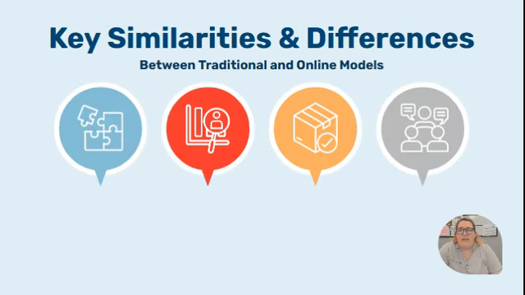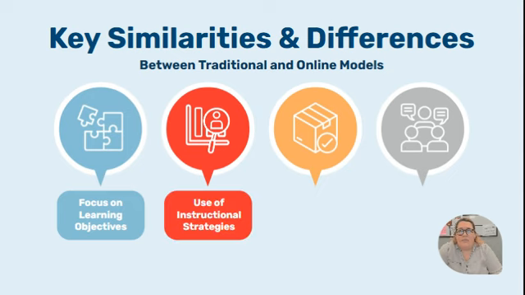First, I'm going to go over the key similarities. Focus on learning objectives. Both models emphasize achieving clear, measurable learning outcomes aligned with standards. The use of instructional strategies. Both incorporate active learning techniques like discussions, case studies, and collaborative projects.